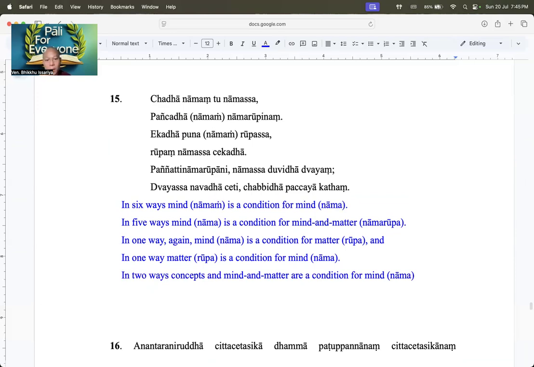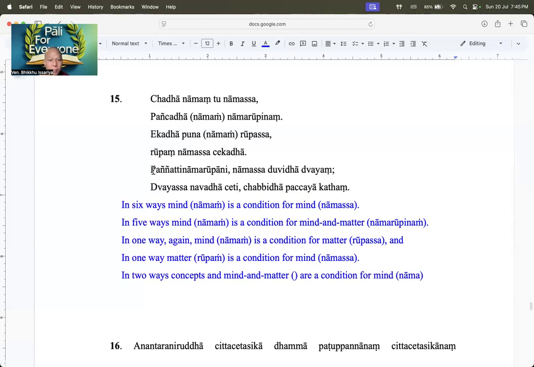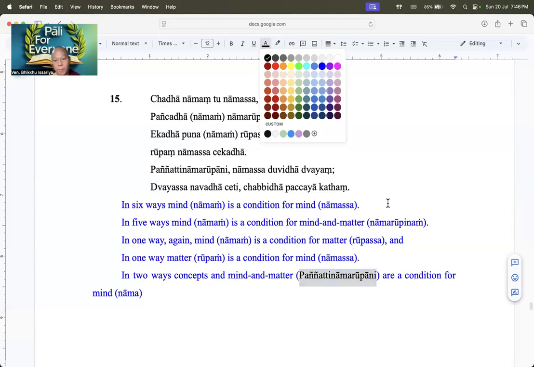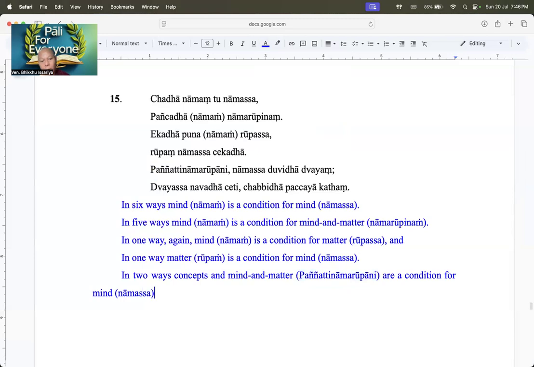Nama and the namasa. Here also nama, nama rupina. And then here nama so rupasa. And then rupam, so namasa. Okay, here, maybe. So Pinyati nama rupani, and then here namasa. Okay. So in this it can be. And then after that, so dwaya sa nawada. So dwaya, mind and matter, are condition for the mind and matter in nine ways. So in this it can be.